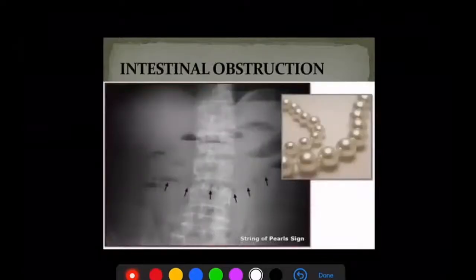In intestinal obstruction, you can have a string of pearl appearance. A string of pearls can be seen on an upright or in decubitus abdominal radiograph. Usually, the string of pearl sign is seen with small bowel obstruction. Small bowel obstruction accounts for about 80% of all mechanical intestinal obstruction, so it is most commonly seen with small bowel obstruction.